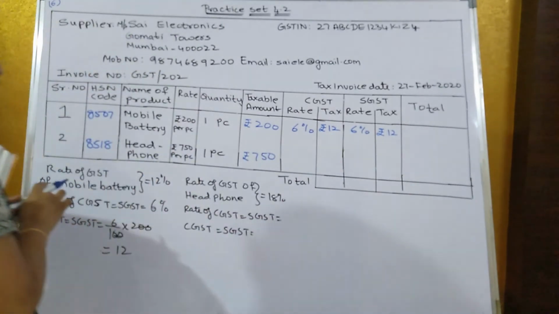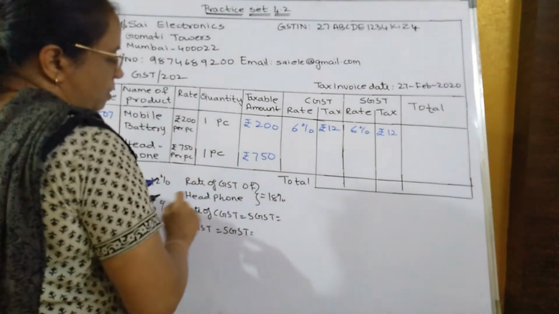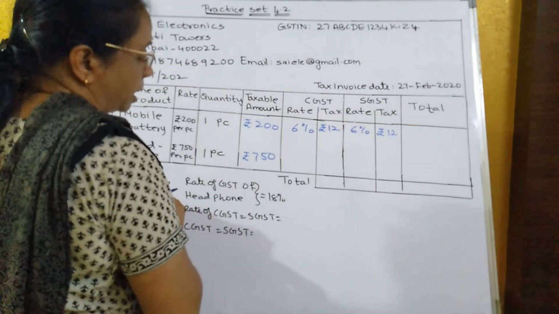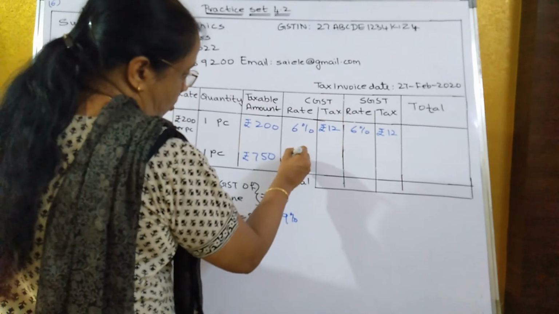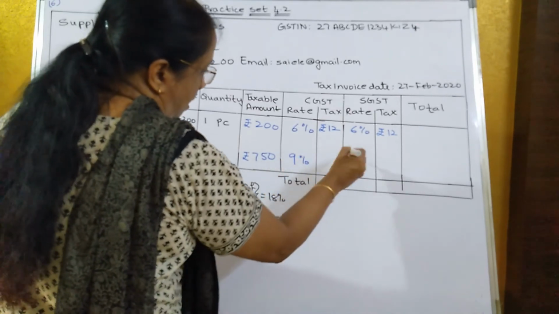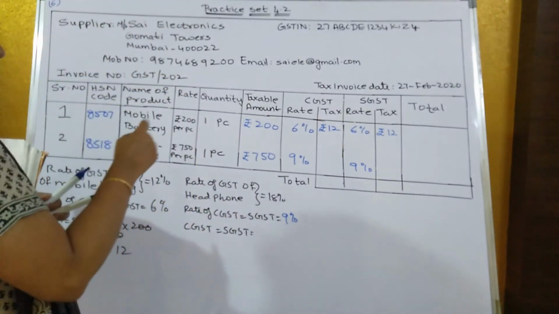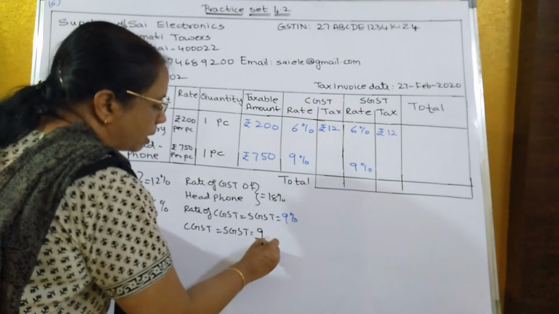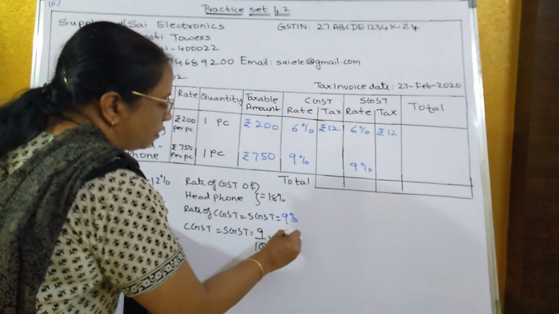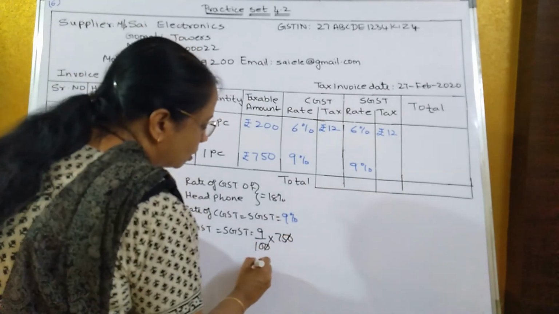Now we will find out of headphone. Rate of GST they have given 18%. So half of 18% is how much? 9%. So here it will come 9%, and here also 9%. Now how much will the CGST and SGST tax be? So 9 upon 100 into 750. This one 0 will get cancelled, so that is equal to how much?